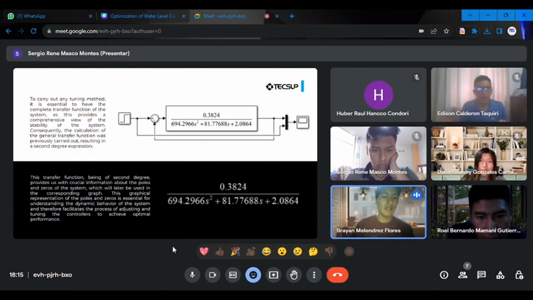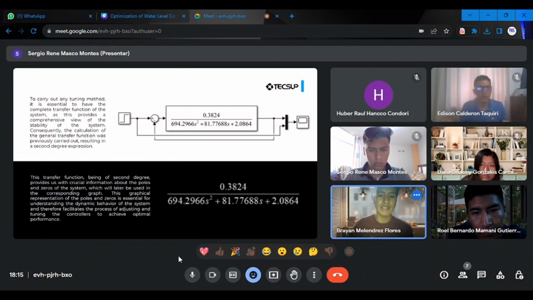This graphical representation of the poles and zeros is essential for understanding the dynamic behavior of the system and therefore facilitates the process of adjusting and tuning the control to achieve optimal performance. Again, next.